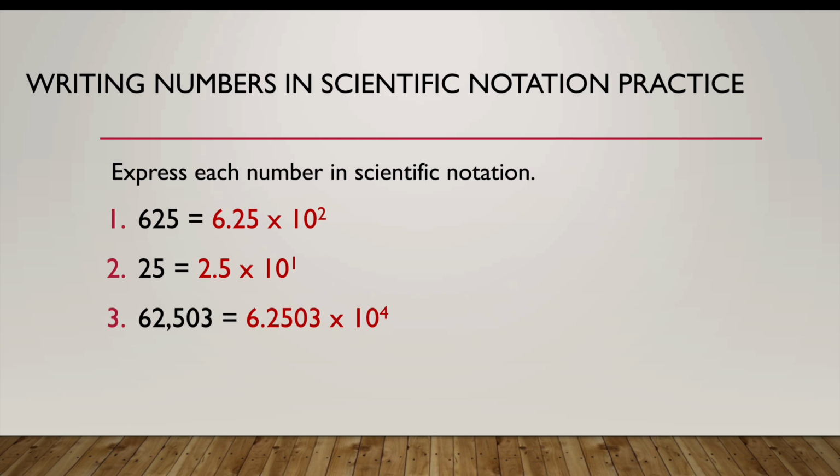For 625, you should have written out 6.25 times 10 to the second. We move that decimal point twice. For 25, you should have 2.5 times 10 to the first. We move that decimal point once. And for 62,503, you should have 6.2503 times 10 to the fourth, because we moved it 1, 2, 3, 4 times.